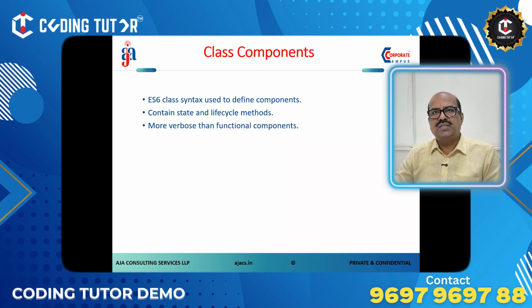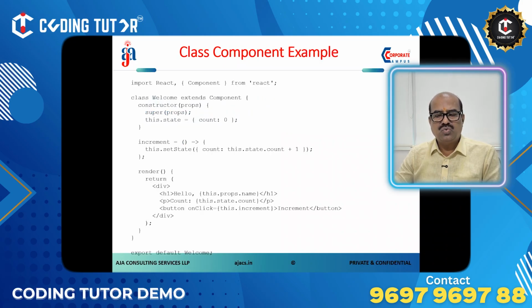One more thing: in a class component, some methods are available, and those methods execute automatically. We call those methods the lifecycle methods. Whereas in functional components, functions are also called automatically, and we call those functions hooks. You people need to understand this terminology as well.